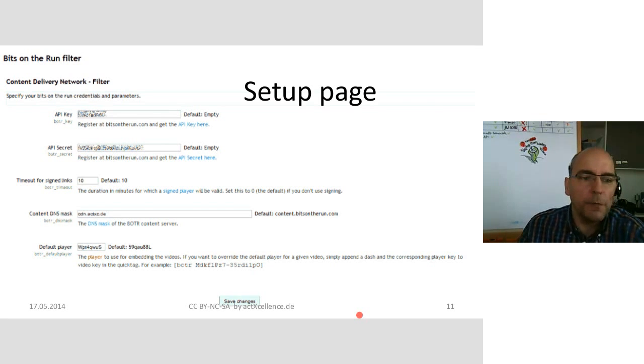When you have installed the plugin, which is like every other plugin, you have to add your API key, which you get from Bits on the Run. It's now called JW Platform, not anymore Bits on the Run. You also get an API secret. For every filter, or the other way around, in the platform, you can only share one account of JW Platform with my plugin. But when you rename the plugin, then you can add other accounts to the same Moodle.